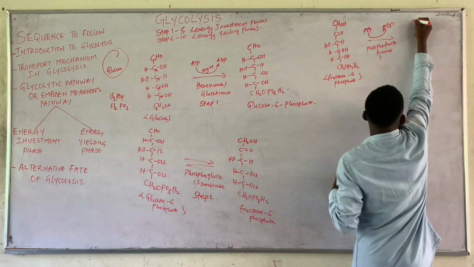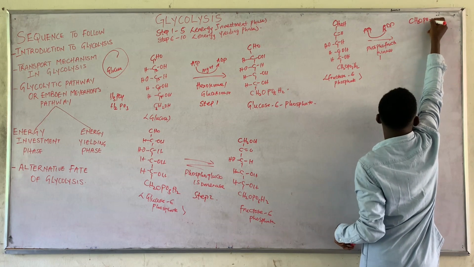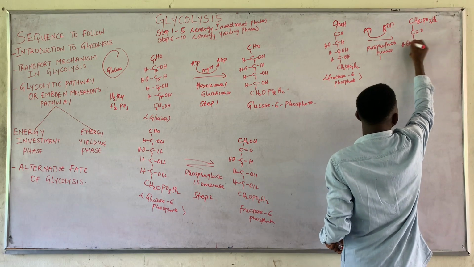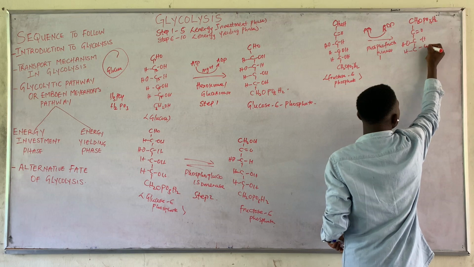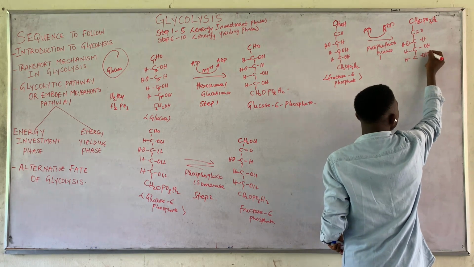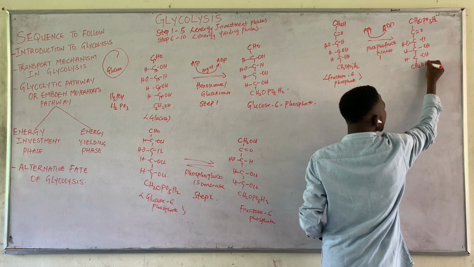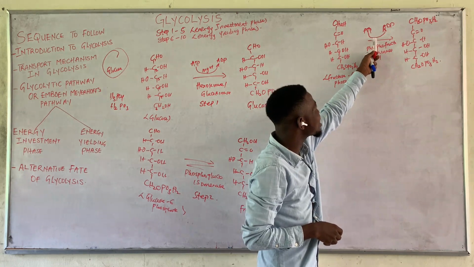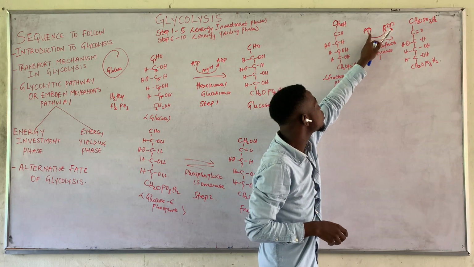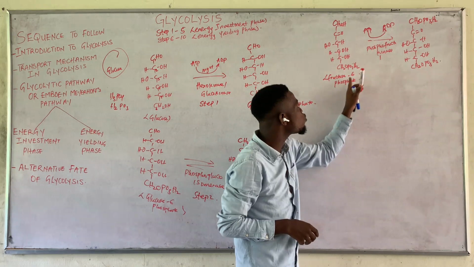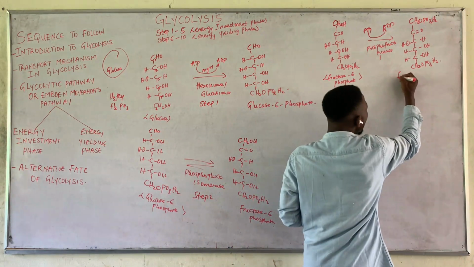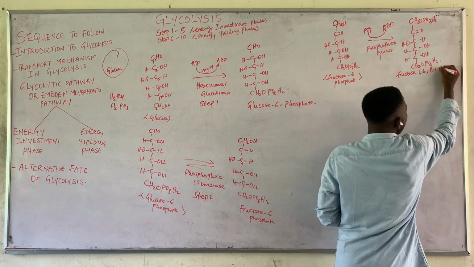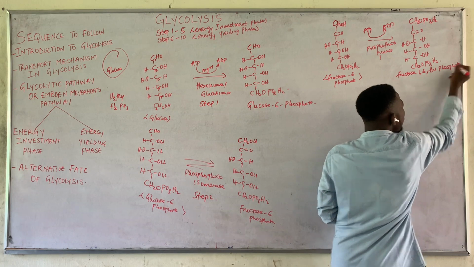Then it becomes CH2O, PO3, H2, then C double O, COH, H, CHOH, CHOH, CH2O, PO3, H2. Now, can you see that a phosphate group has been added? The phosphate is coming from ATP. So the phosphate group is added to carbon 1 of fructose 6-phosphate to form fructose 1,6-bisphosphate. Bis what? Phosphate. You call it bisphosphate.